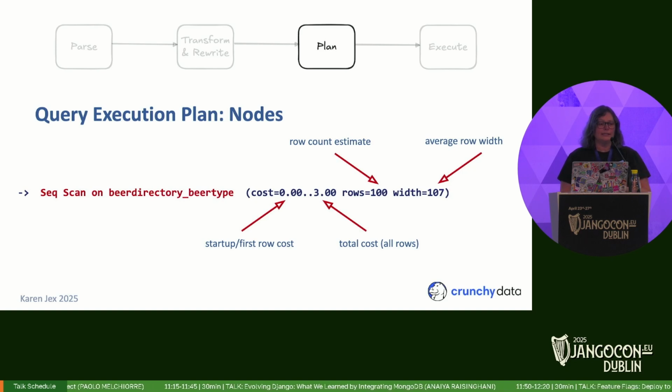We get a row count estimate and we get an average row width that's going to be brought back. If we're using the analyze keyword, then we'll get the actual statistics back as well, how long it took and how much was accessed.